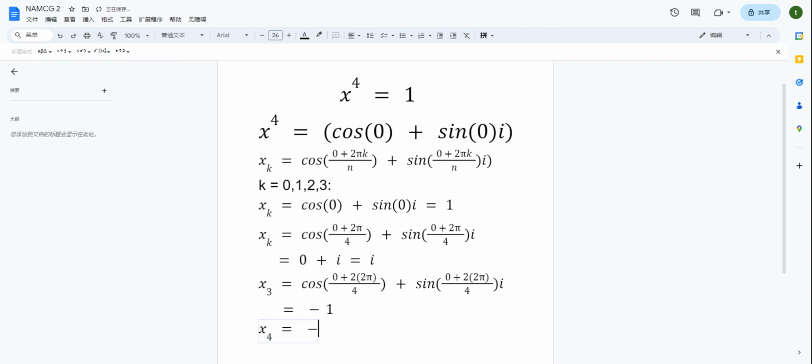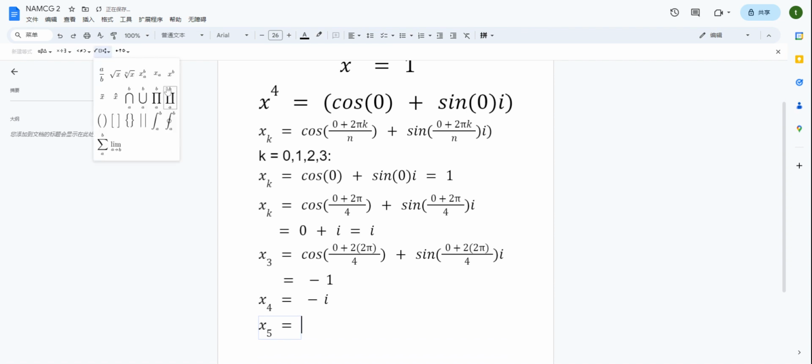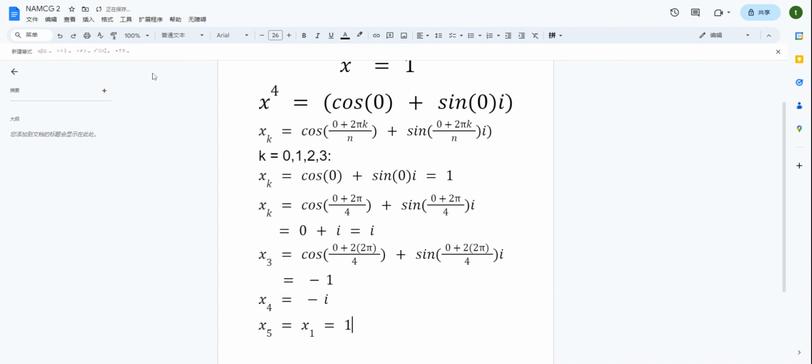The fourth is equivalent to negative i, similarly. And for x5, it's going to be equal to x1, which is equal to 1, etc.